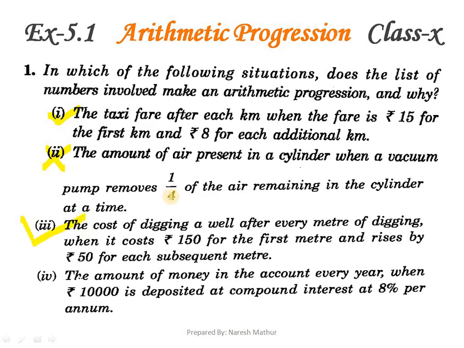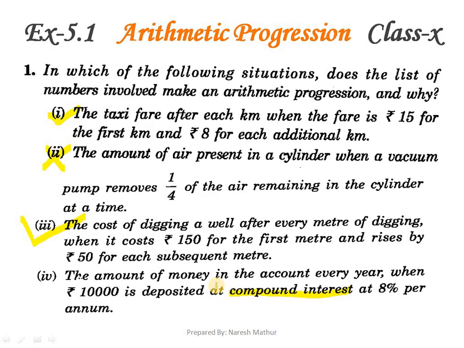At last, the amount of money in the account every year when 10,000 is deposited at compound interest at 8% per annum. Now what is compound interest? It is interest on interest, different from simple interest. Now if we look at the first year, 10,000, the 8% interest would be 800 and the amount would be 10,800 rupees. For the first year it is fine, but for the second year, the 8% is counted on the 10,800 rupees, not on 10,000. So each year we have to find 8% of a different amount.